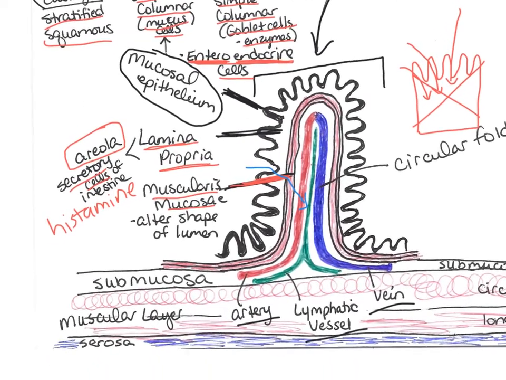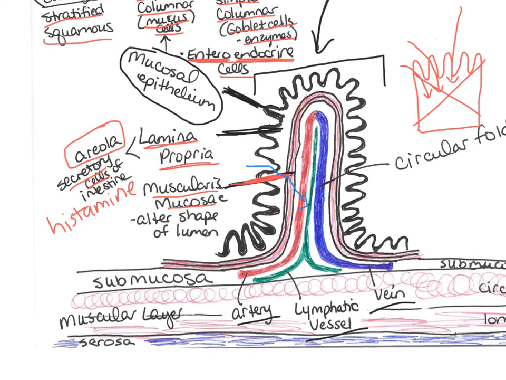The submucosal layer is a dense, irregular connective tissue. It binds the mucosa to the muscular layer. Inside the submucosal layer, we have these blood vessels: the arteries and veins and lymphatic vessels. The submucosal layer extends up into that circular fold. The submucosal layer also contains exocrine glands that will secrete buffers and enzymes into the lumen of the intestines.